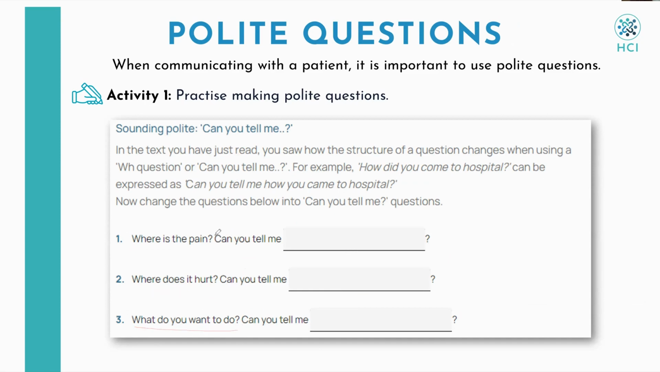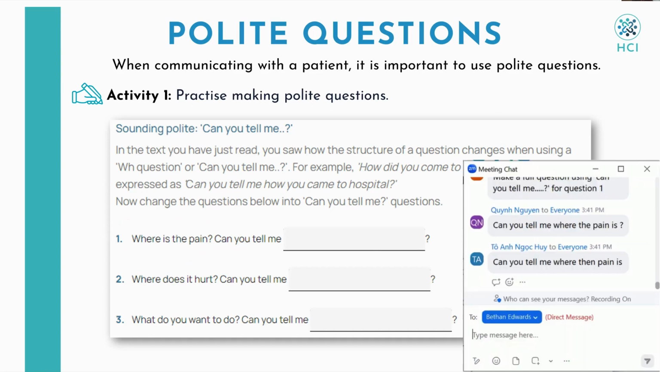I would like you to create full indirect or polite questions using can you tell me? So for example, let's look at number 1. How can you write the full question? Can you tell me? And I want this question. So can you write your ideas in the chat, please? Right, can you write your idea for the question number 1? Turning the direct question into an indirect one, starting with can you tell me?